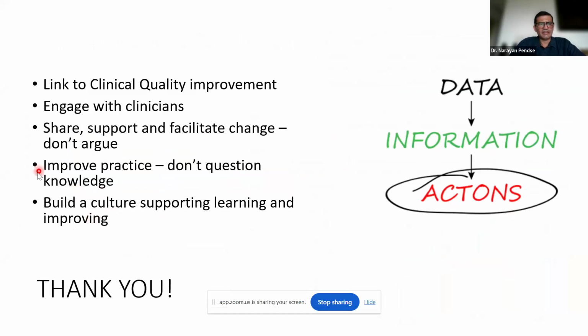Always remember, when dealing with clinicians, try and improve the practice. Don't question their knowledge. That's a difficult area to work in. Like I said in my opening statement, the purpose of accreditation bodies and their scorecards is not to question clinicians. It is to onboard them into the quality monitoring journey. And that should be the spirit with which we engage with our clinicians so that they share, support, and facilitate this change.